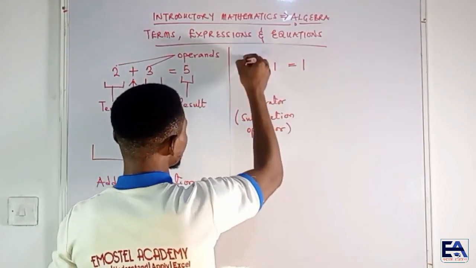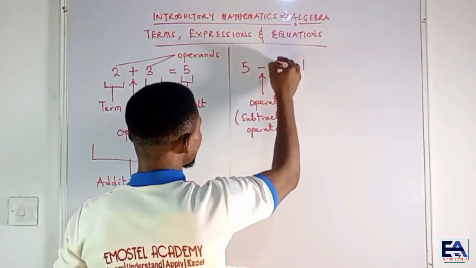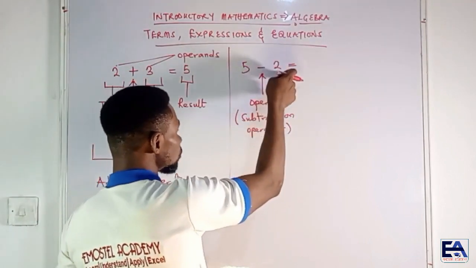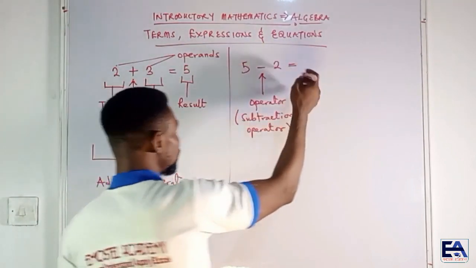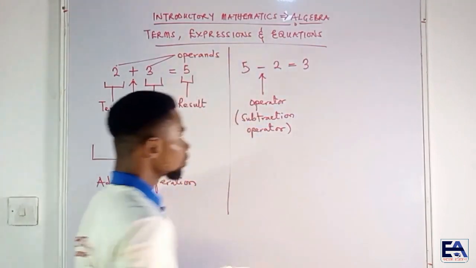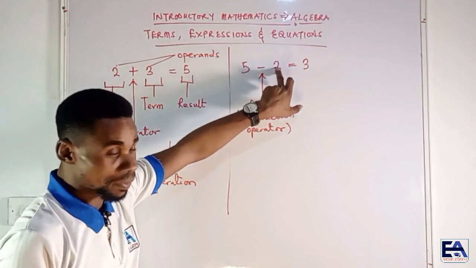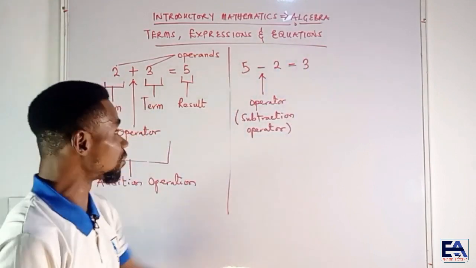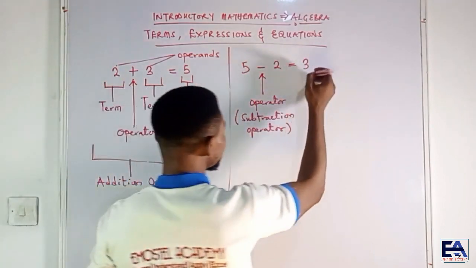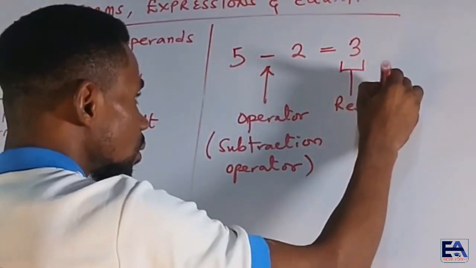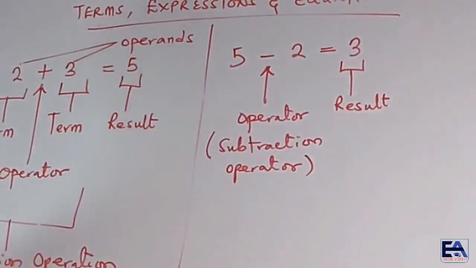So if this was 5 and this is 2, then you have 5 minus 2. Taking 2 away from 5 gives you 3. If you have 5 pens and you remove 2 pens, then you still have 3 pens remaining. And so this here still remains the result. So it goes on and on like that.